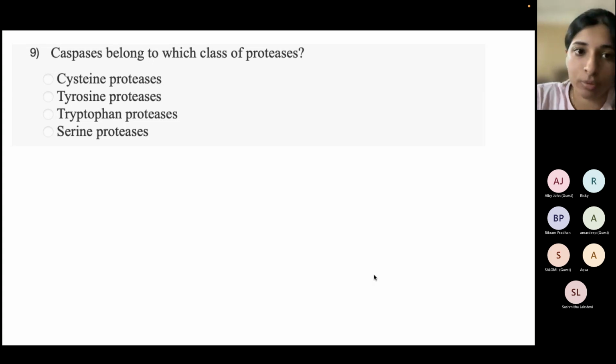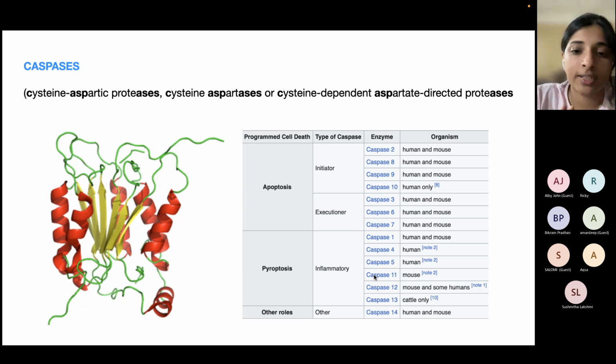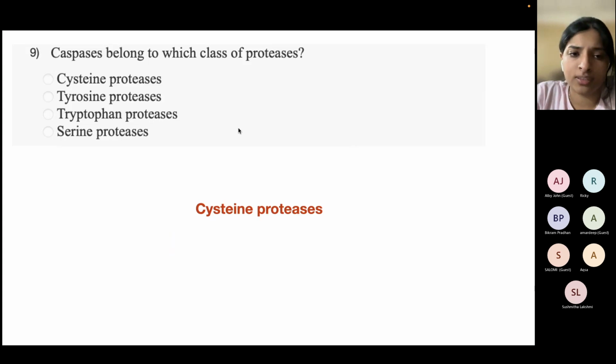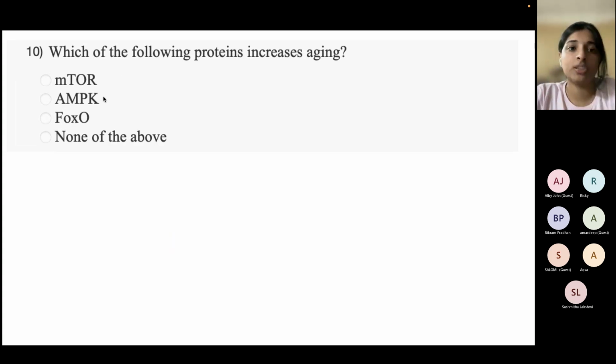Moving on, the question is: caspases belong to which class of proteases? So we've seen that caspases are proteases that play a very crucial role in apoptosis. Here we can see that the name caspases originated because they were named after their core function: cysteine aspartic proteases, or cysteine aspartases, or cysteine dependent aspartate directed proteases. So, because of this, the answer is fairly straightforward. They are cysteine proteases. The final question is, which of the following proteins increase aging?